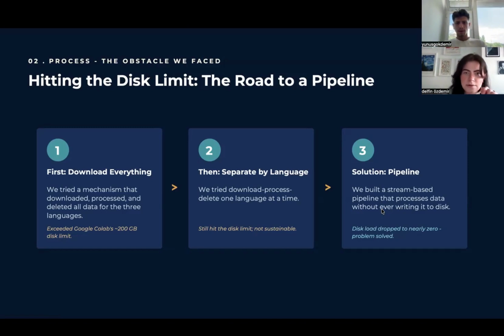Instead of downloading files to disk, we process the data as it streams in, on the fly, and never write the audio to disk at all. The archive flows through our code member by member. Each clip gets decoded and turned into features immediately, and then it's done. With this approach, our disk usage dropped to nearly zero, and the problem disappeared completely. This wasn't in our original plan. It was something we figured out by hitting a wall twice.